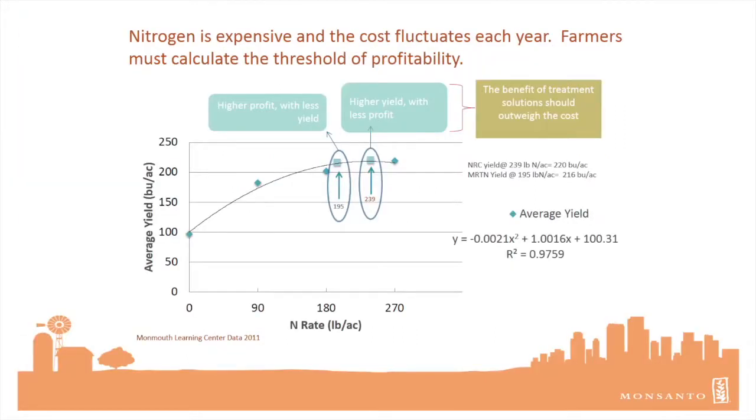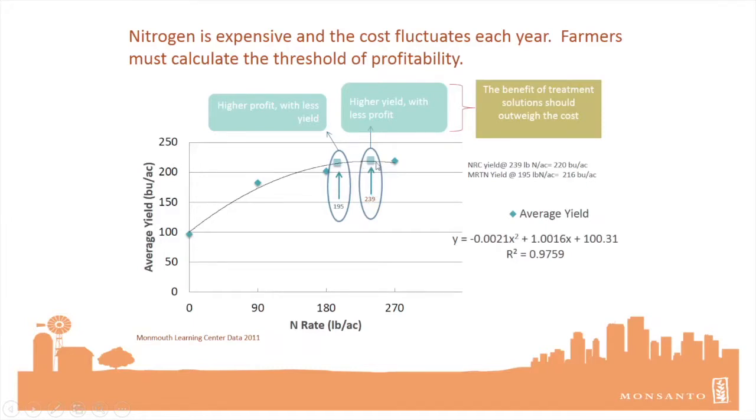As you can see here on this graph, the N rate doesn't necessarily correlate equally in a linear curve with your average yield. You'll see here that at this specific example, this is an example from our Monmouth Learning Center in 2011. We applied 195 pounds of N here at this spot, and our yield was roughly around 210, 220, right in there. Where we jumped up and put another 40, roughly about 44 pounds extra nitrogen on, but we didn't gain near as much yield.